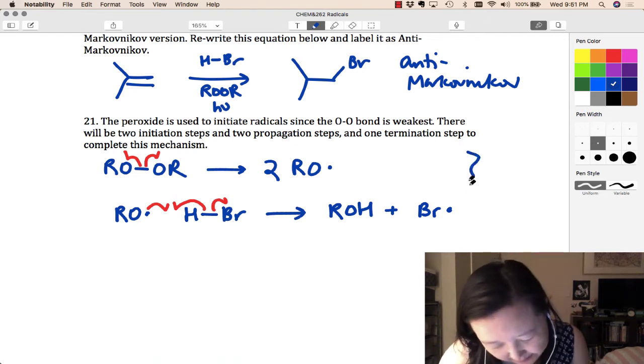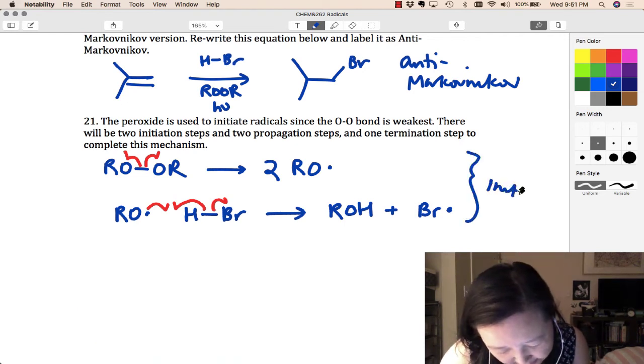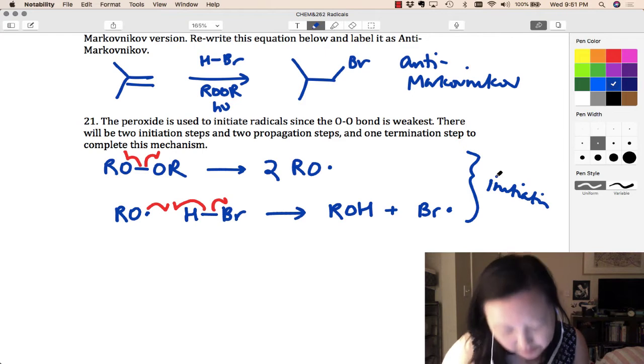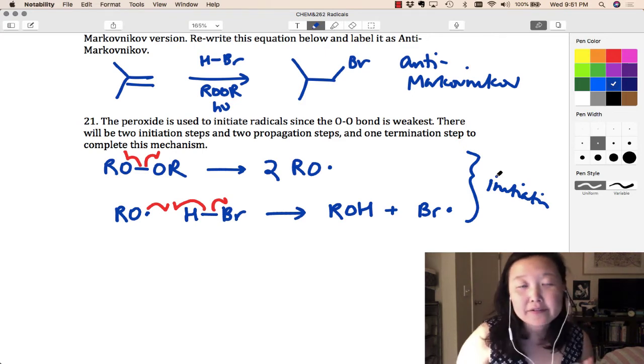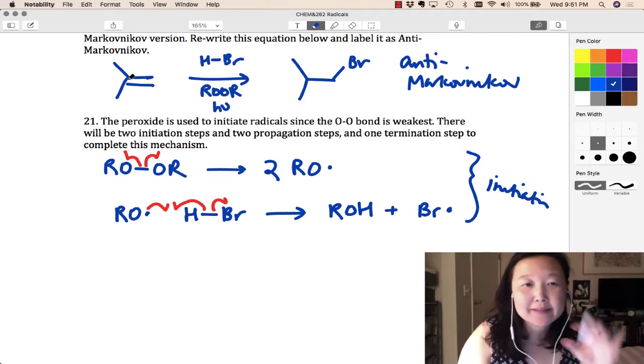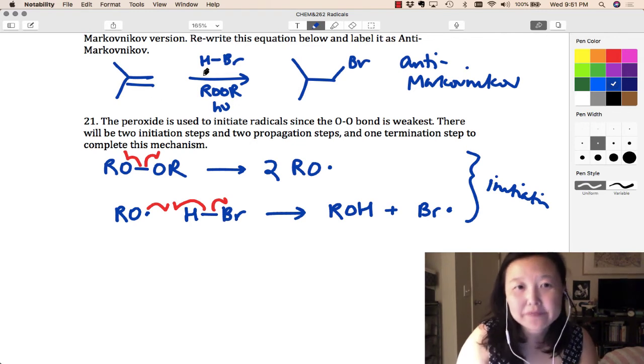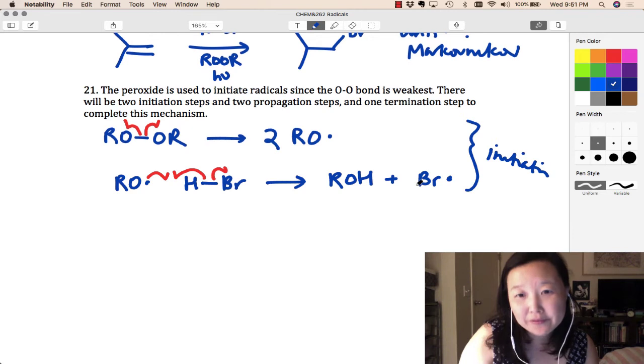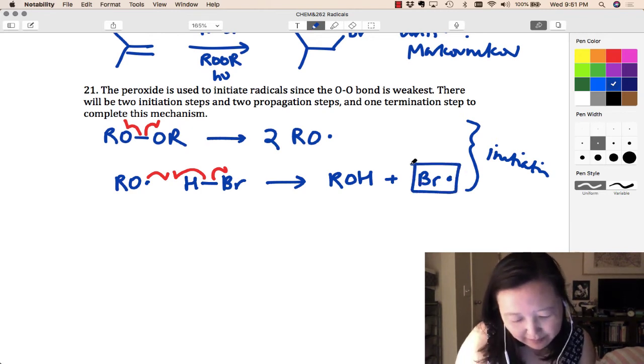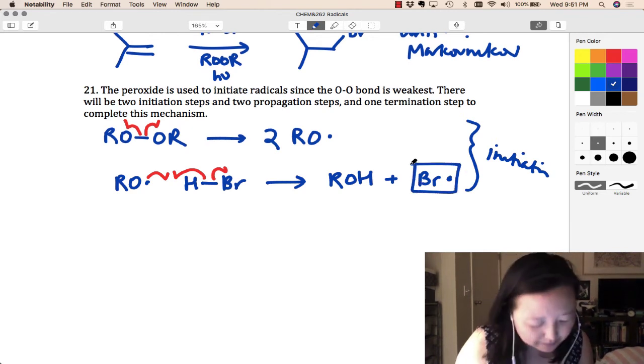So these two steps are considered initiation. That is, it shows us how we're going to start off our reaction before we even bring in the starting material. These are just how the reagents work together. Now that we're ready with the reagent here, we've got this bromine radical. Now we can do something with that.